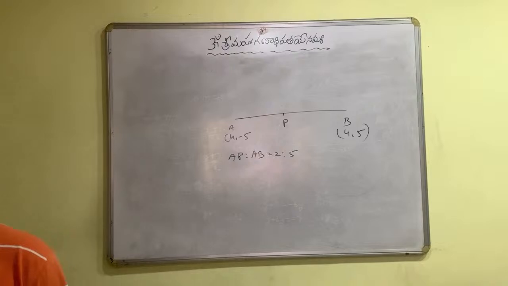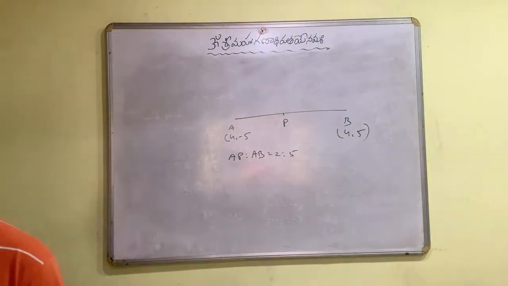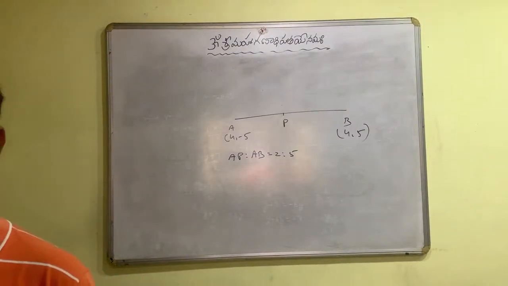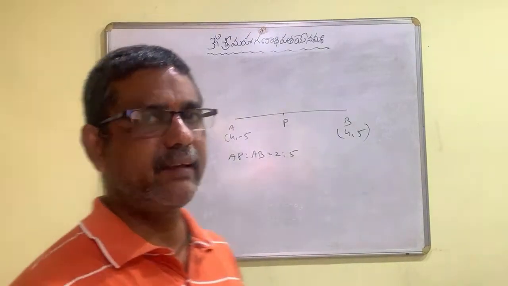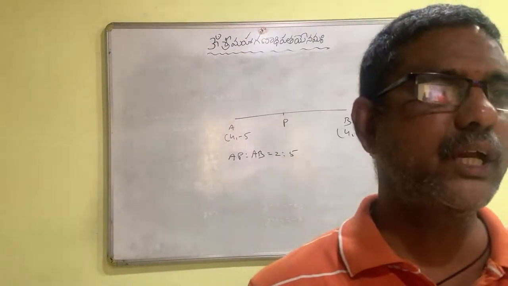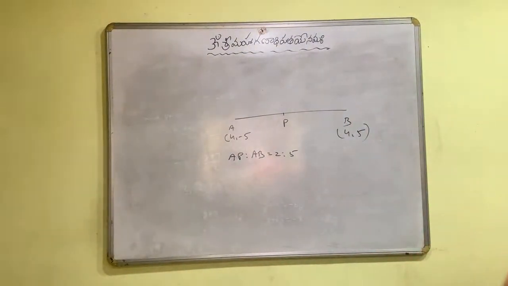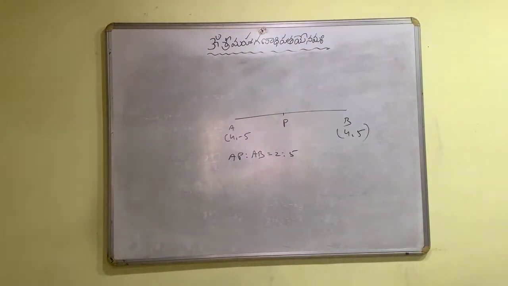The line segment joining the points (4, -5) and (4, 5) is divided by the point P in the ratio AP is to AB is 2:5. We need to find out the coordinates of P first. This question is asked in the 2023 board exams. Do the question, answer fast.